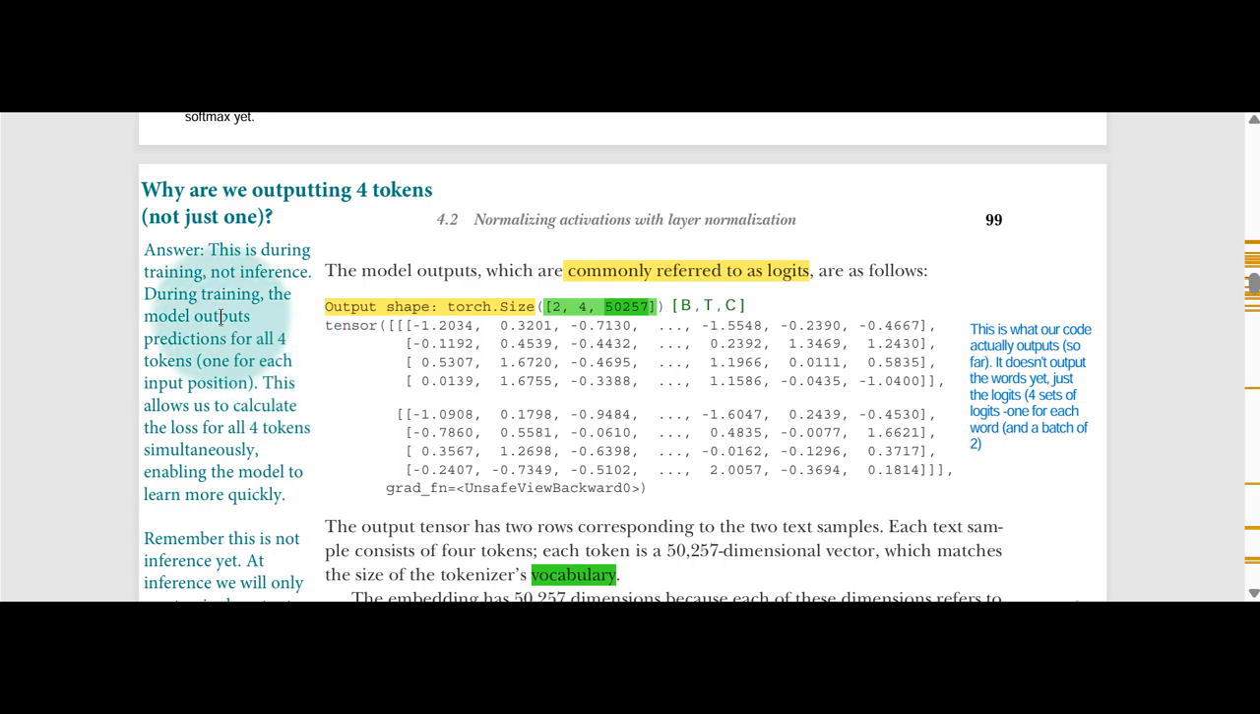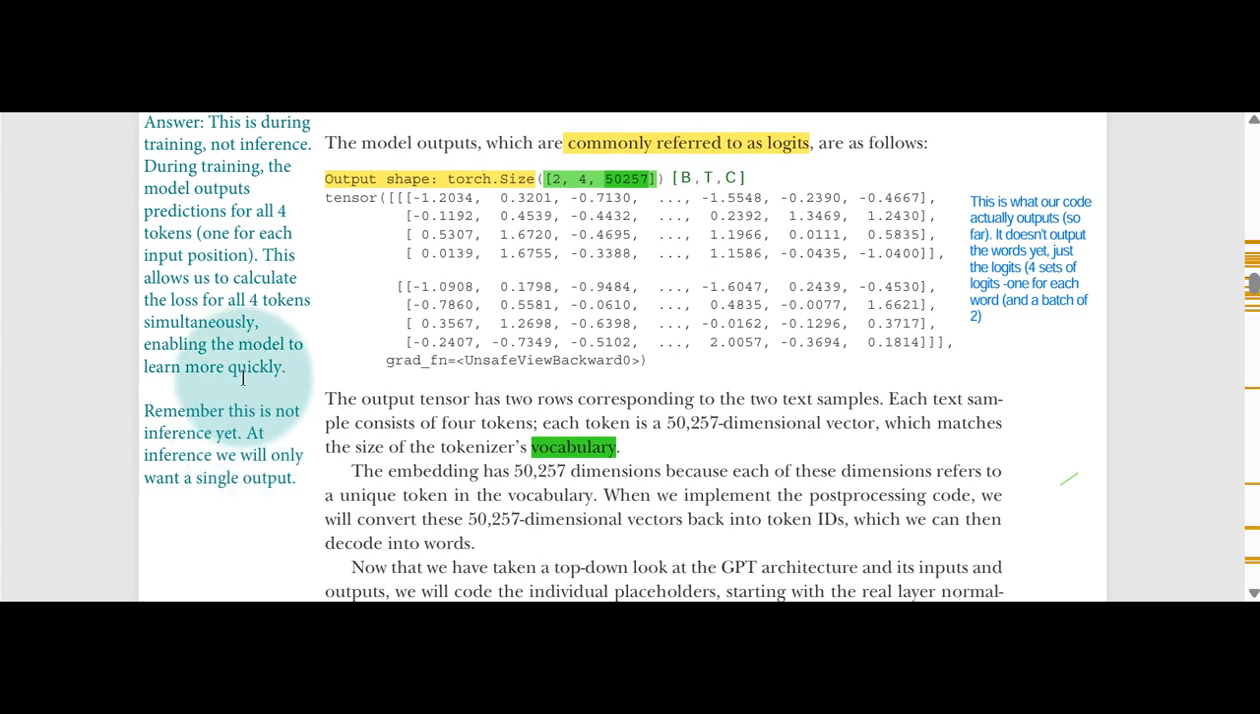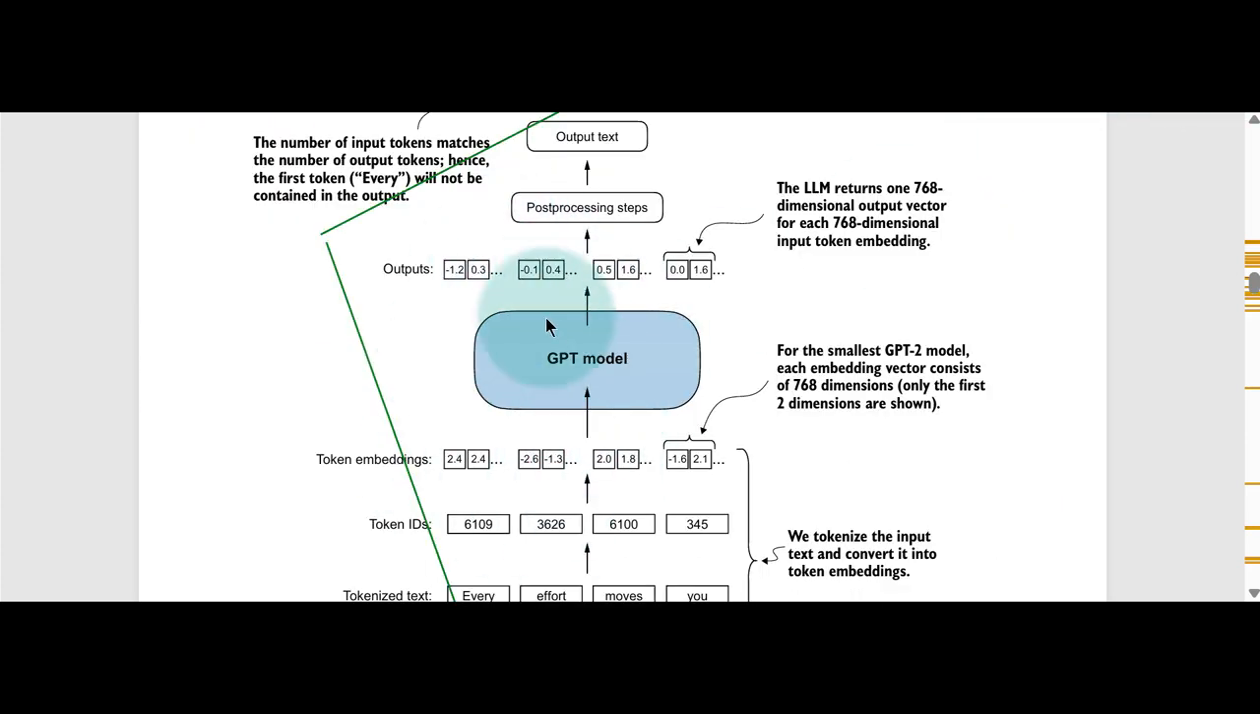So during training, the model outputs predictions for all 4 tokens, one for each input position. This allows us to calculate the loss for all 4 tokens simultaneously, enabling the model to learn more quickly. Remember, this is not inference yet. At inference, we will only want a single output. Okay, so that's what this picture is about.